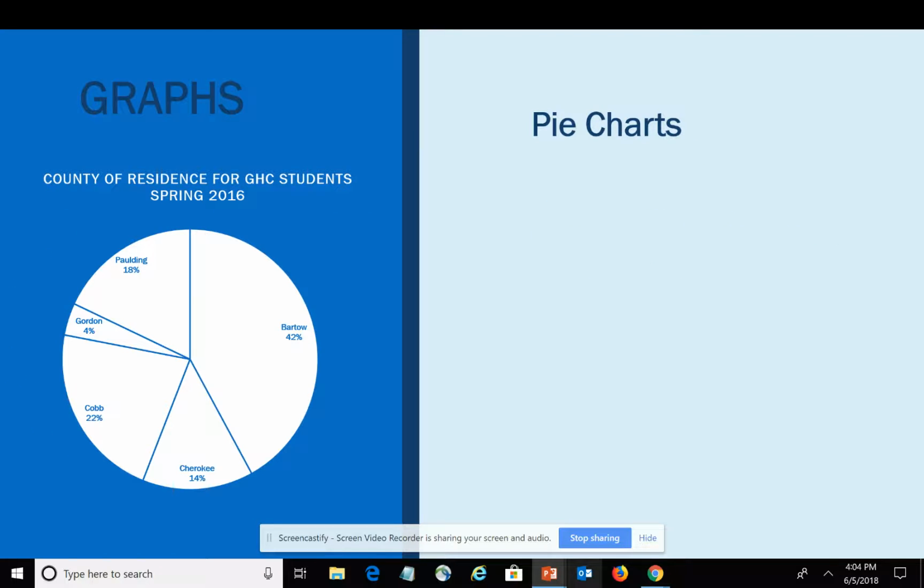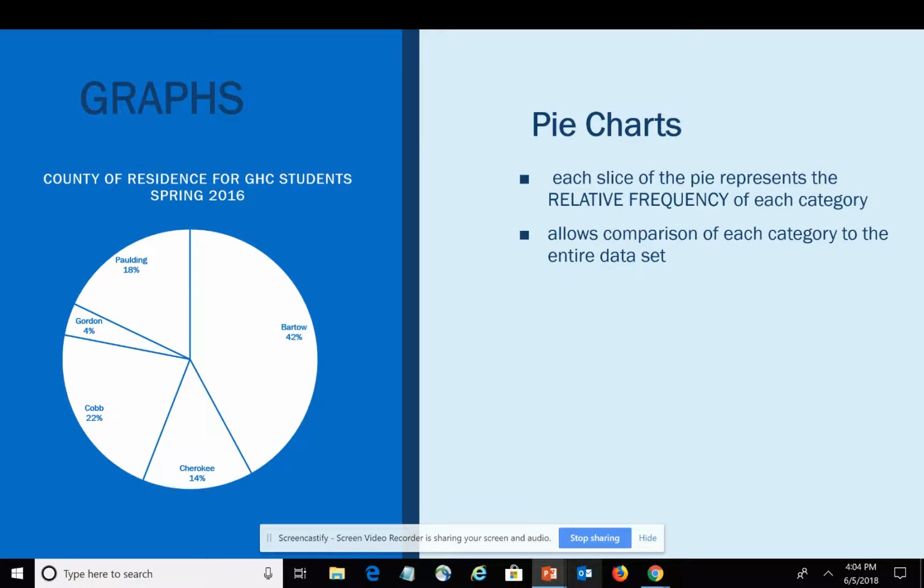A pie chart uses the relative frequency, which is the fourth column of the categorical frequency distribution, and each slice or piece of the pie represents that relative frequency or that percentage. Pie charts are very useful if we want to compare more than one category to another. So we can compare category against category. We can also compare a category to the entire data set as well, so we can see that relationship.